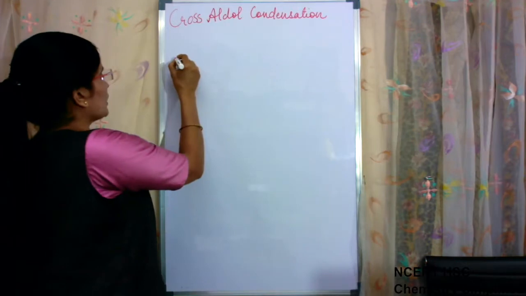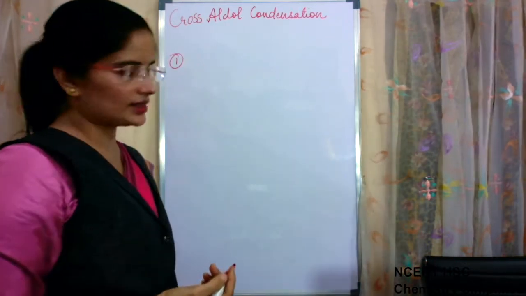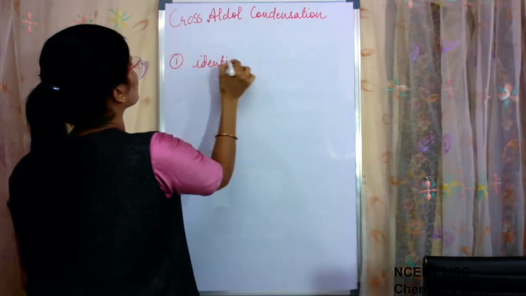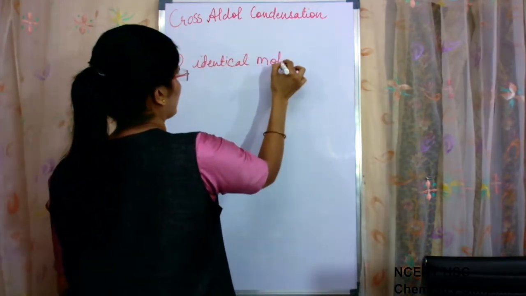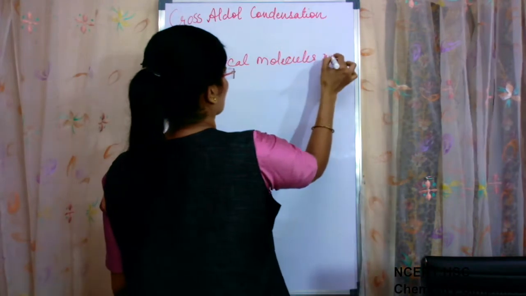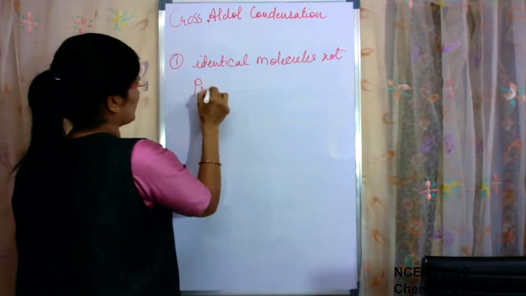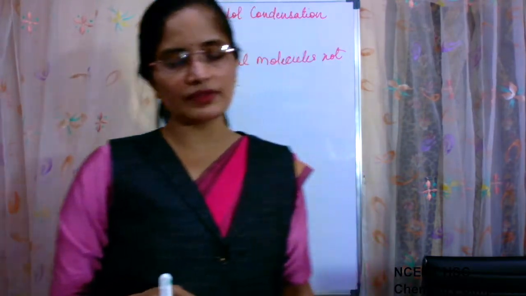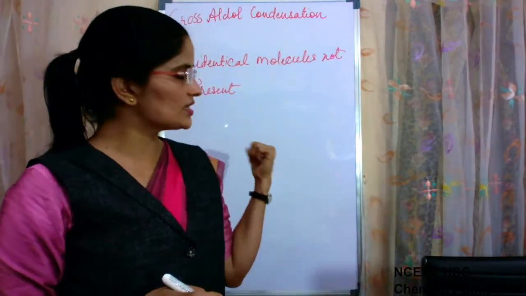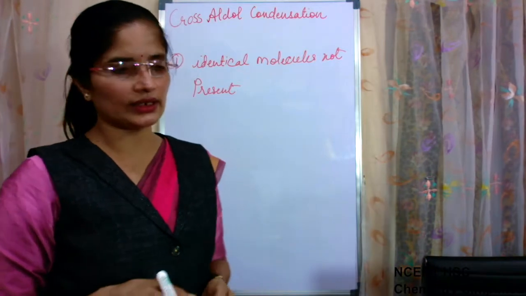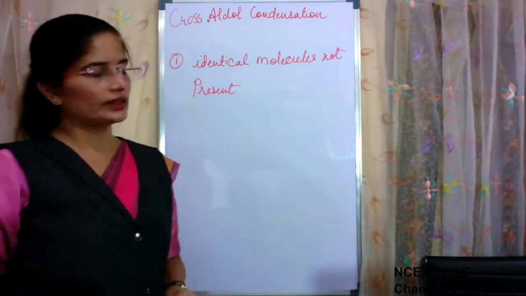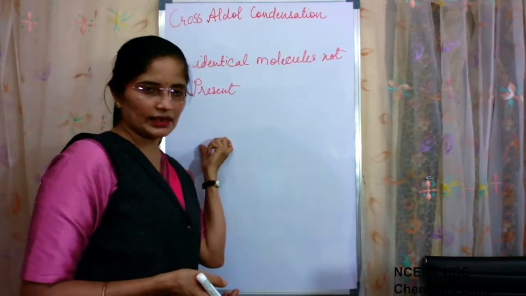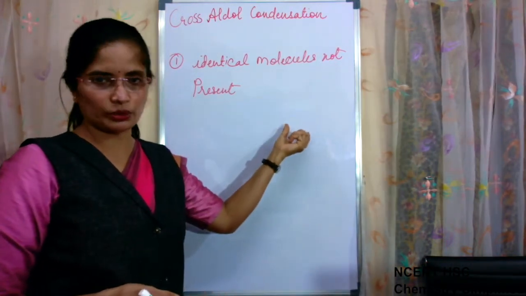The first and the only difference is this, that identical molecules are not required, not present in this reaction. Means the two molecules which are combining in this reaction in presence of dilute alkali may be different. May be different means what? One can be an aldehyde, other can be a ketone.